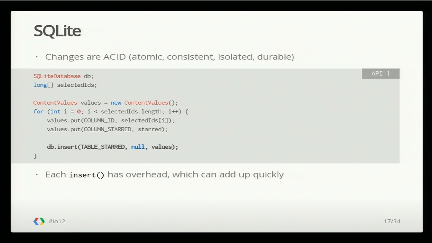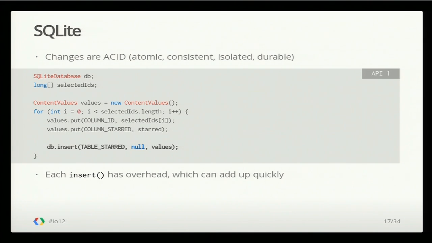We'll loop over the set of items the user selected, so the selected photo IDs. And for each of them, we're putting that ID and the starred value into a ContentValues. And then we're going to be calling SQLiteDatabase.insert and inserting it into a starred table under the hood. And this code works. It actually successfully stores the data. But db.insert, in this example, makes those ACID guarantees each time we call insert. And this overhead, the overhead of making those guarantees, can add up very quickly.